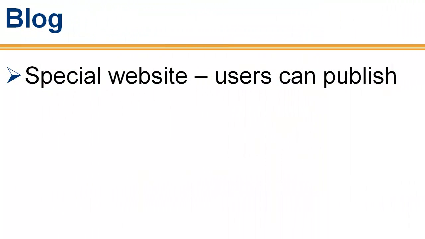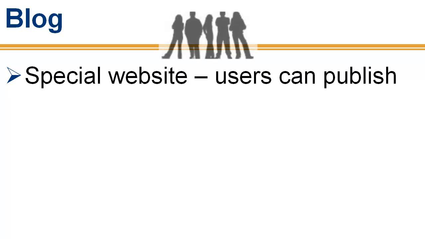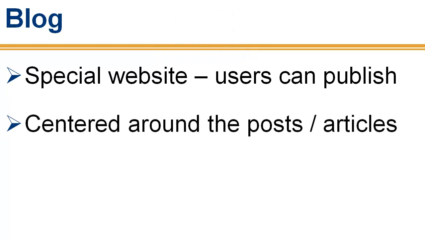A blog is a special type of website where users can publish information without having any kind of technical skill. Blogs are centered around posts. A post is also called an article. It is the actual content that the user is publishing at that time.